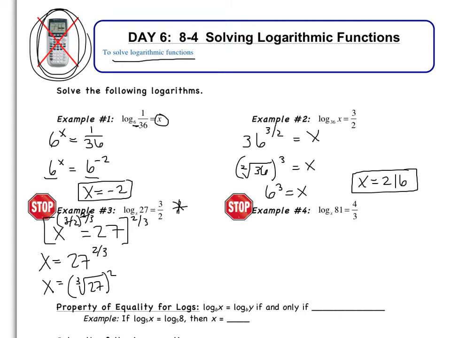Okay, now, if you don't remember the cube root of 27, remember 27 is 9 times 3, 9 is 3 times 3. 27 is one group of 3's, so the cube root of 27 is just 3. So really, x is 3 squared. So I get x to be 9.